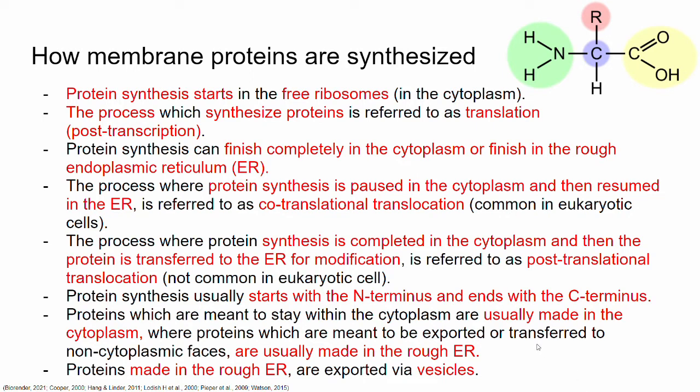If the protein is being transferred outside the cell or exported to non-cytoplasmic phases, for example, inside one of the organelles, then it's usually made in the rough endoplasmic reticulum because you need to export. And in this case, you need vesicles. Proteins made in the rough endoplasmic reticulum are exported via vesicles, as I said before.